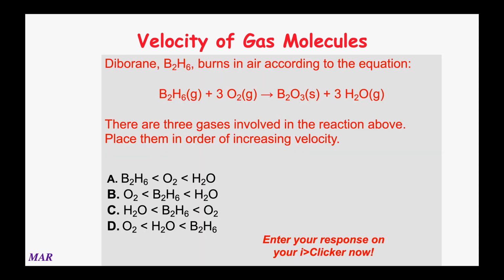Diborane, B2H6, burns in air according to the equation we looked at earlier. In this equation, there are 3 gases: the B2H6, the O2, and the water. The B2O3 is a solid. These kinds of rules don't apply to solids. You have to be a gas to have all this happen. The question says to place them in order of increasing velocity. Increasing means slowest to fastest.